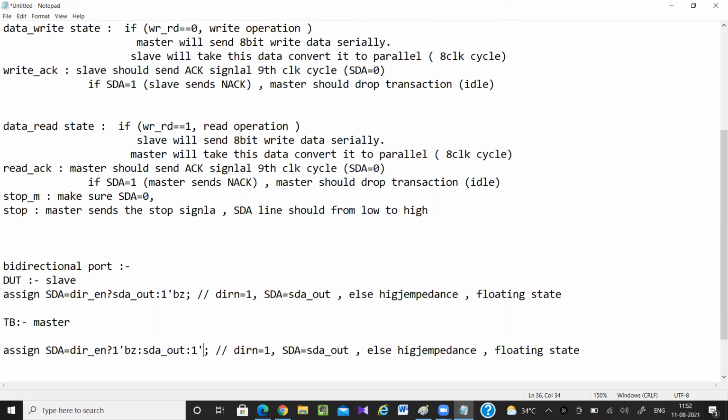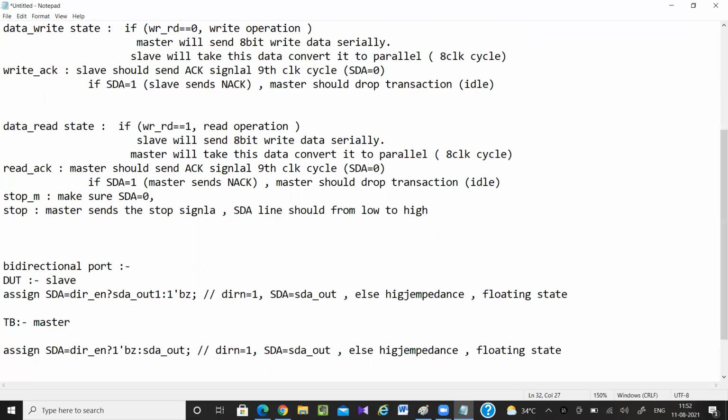So now here what will happen? When this SDA direction enable is equal to 0, what will happen? This will be in high impedance state, and it will send SDA out. So my SDA will be equal to SDA out from here. Okay, let's write SDA out 1. So it will get the data from the slave.